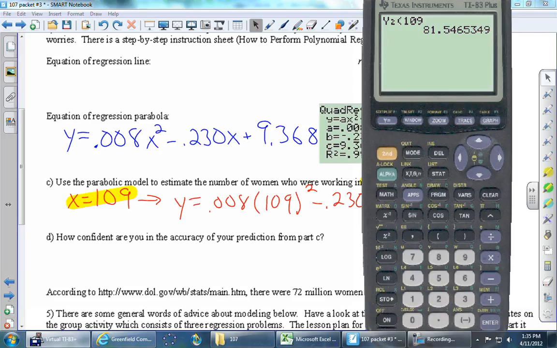Okay, so I think there's a compelling reason to know how to do it this way. In reality, if you look at this last sentence here, according to that website, there were 72 million women working in 2009. So 81.5, it's off by a little bit. Questions on this? All right, let's go to Joe for number 5.